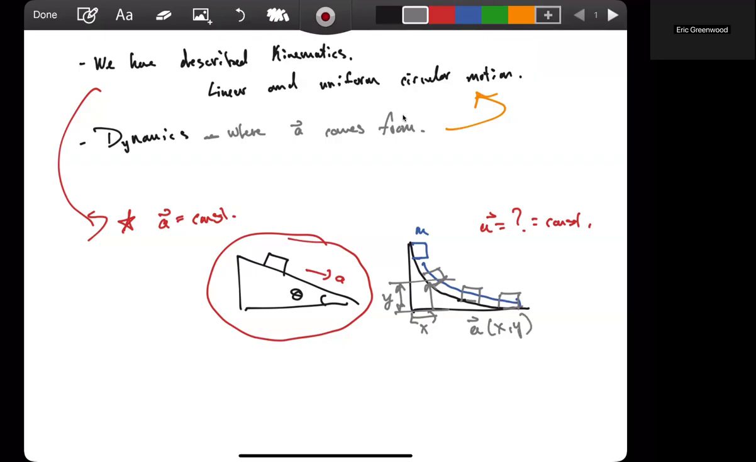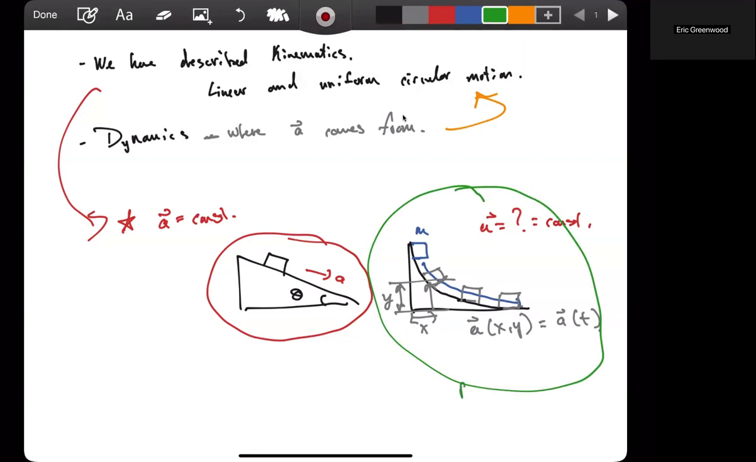But since x and y are dependent on time, ultimately this guy is going to be dependent on time. What that tells us is that in a situation like this, which is a more realistic situation, we can't use kinematics. We can't use the kinematic equations, since our acceleration is not equal to a constant. So the question is, how do we actually solve a system like this?